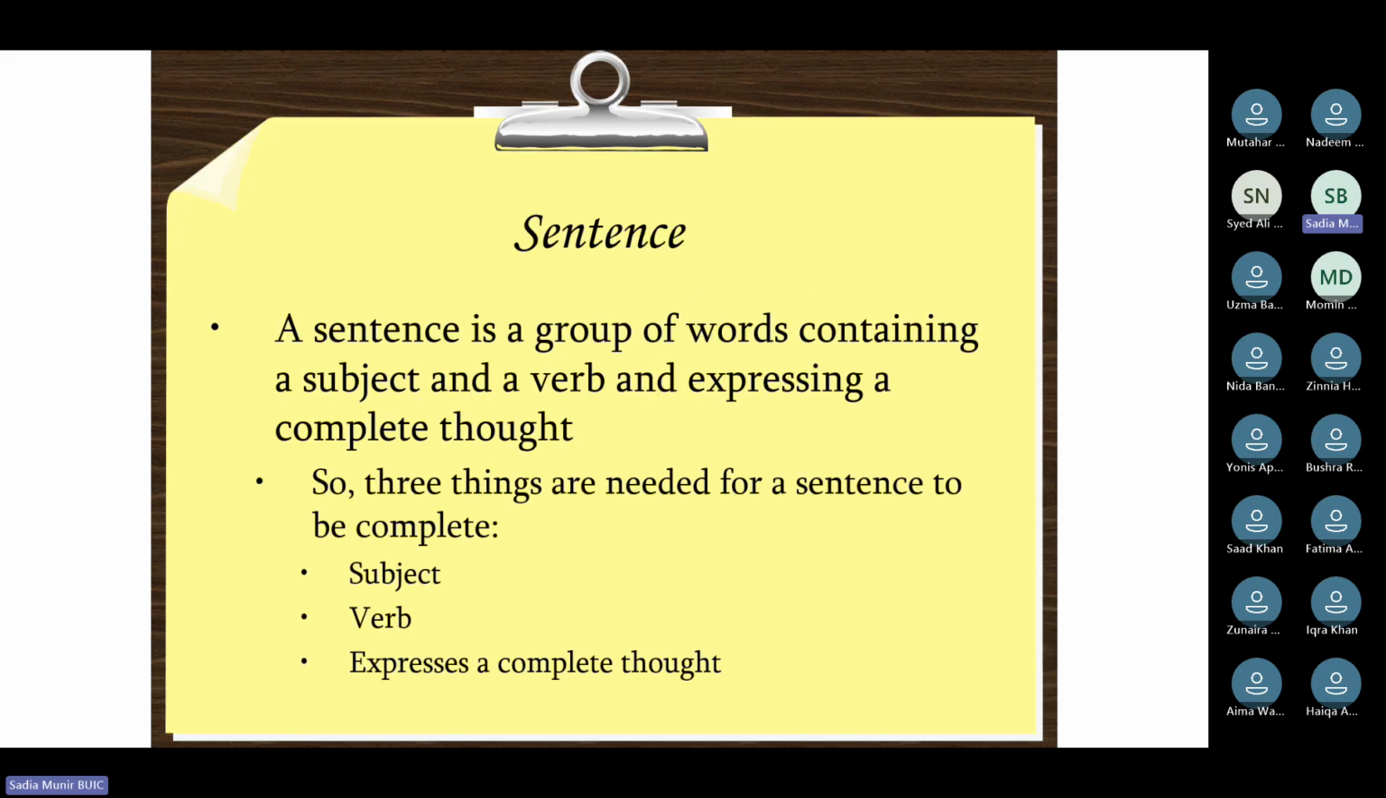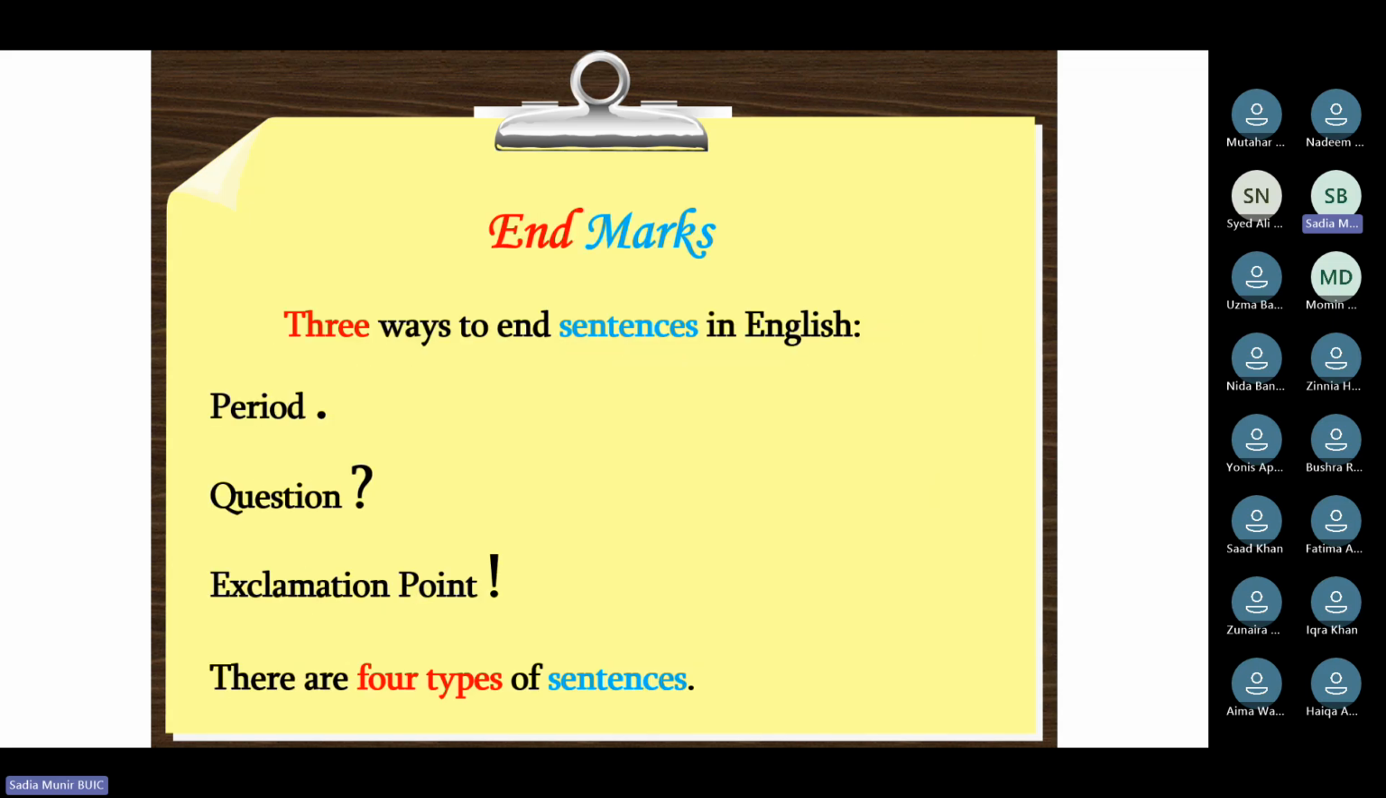How can we define a sentence? Now, a sentence is a group of words which contains a subject and an object and a verb, right? We have subject, verb, and it has the ability to express a complete thought. The ending marks, the punctuation marks that we use in a sentence could be either a full stop or a period, question mark or exclamation mark. Now, there are four types of sentences, right, that you already know.